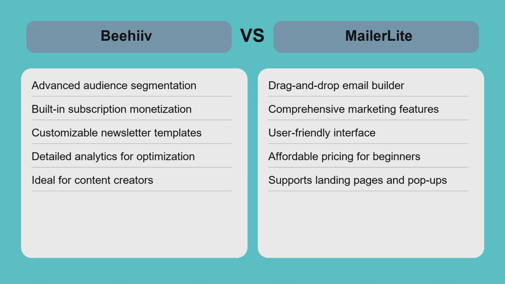For example, a solo writer or podcaster might prefer Beehiiv for its specialized features, while a small online store would benefit from MailerLite's all-in-one marketing approach. Trade-offs include Beehiiv's narrower focus versus MailerLite's wider feature set but less newsletter-specific tools.